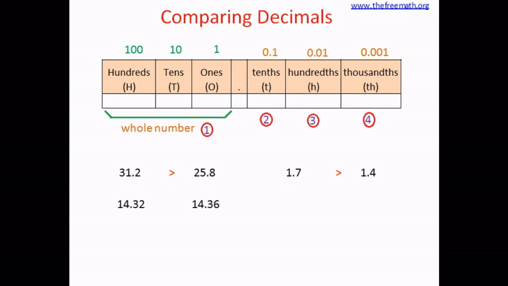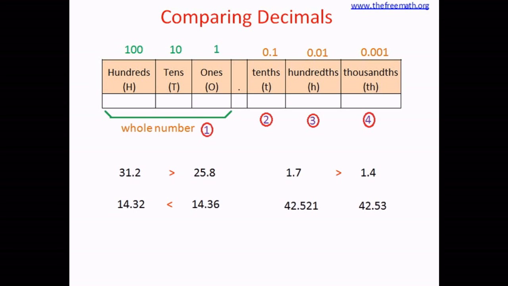The next one is 14.32 and 14.36. Now in this case, the whole number part is 14 for both the decimals, and for both the decimals there is 3 in the tenths place. So let's look at the hundredths place. 2 is smaller than 6, therefore 14.32 is smaller than 14.36.